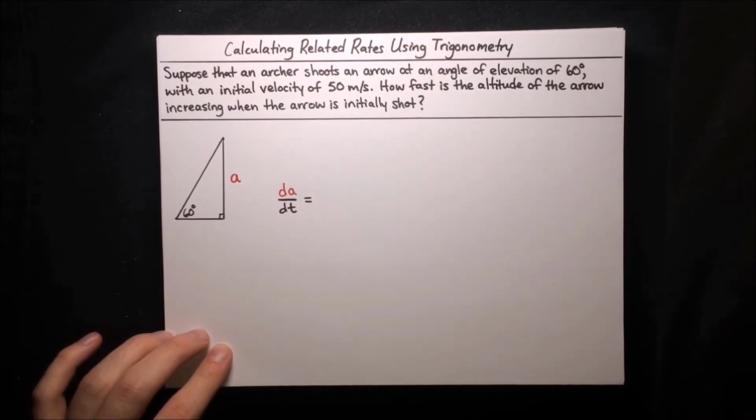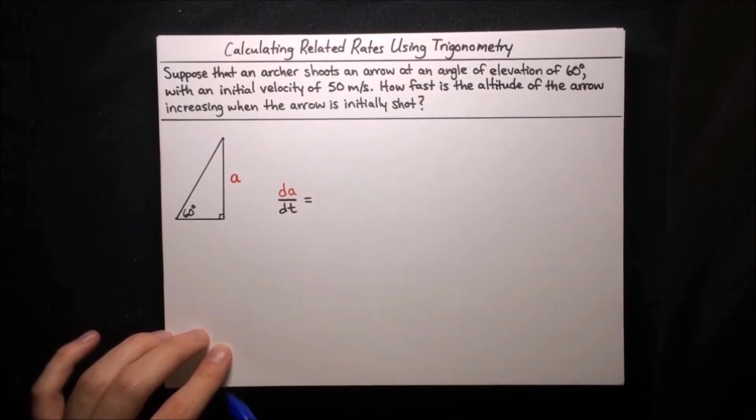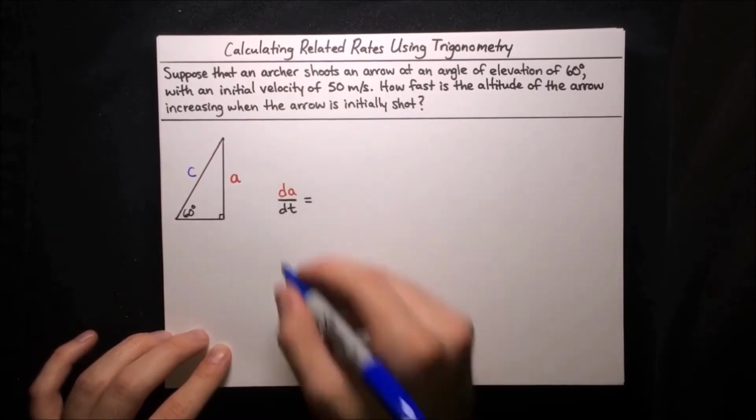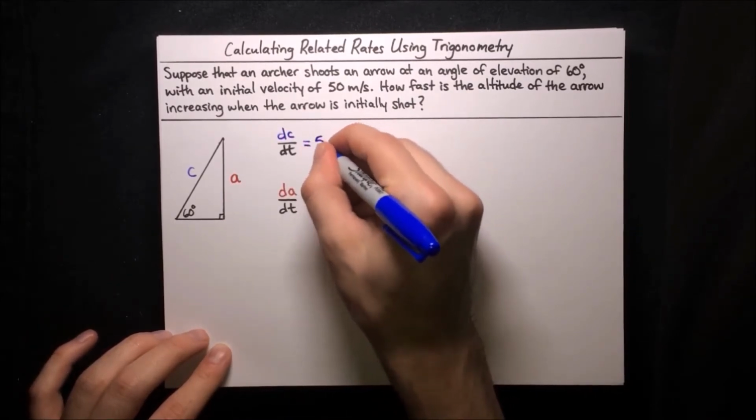But before we get into that, is there any other information in the problem? Well, we're told that the initial velocity is 50 meters per second. So when the arrow is traveling up here, it's traveling at a rate of 50 meters per second. So that means the hypotenuse of this triangle is getting longer at a rate of 50 meters per second. And if we call it c, then that means dc/dt is equal to 50.